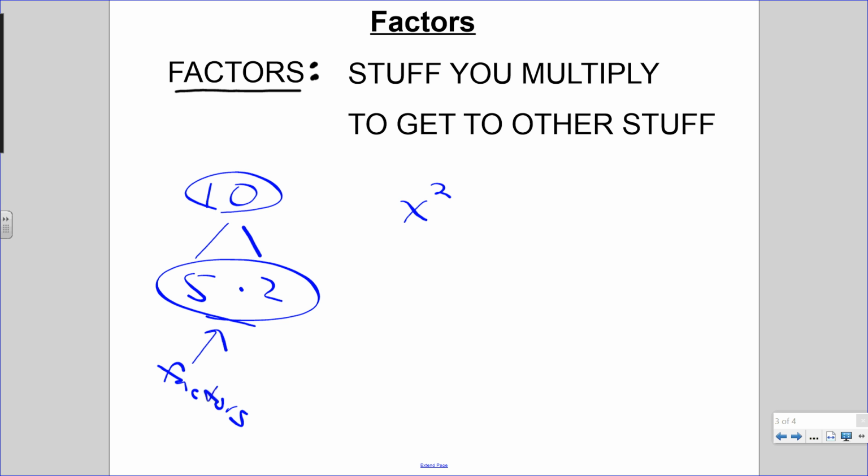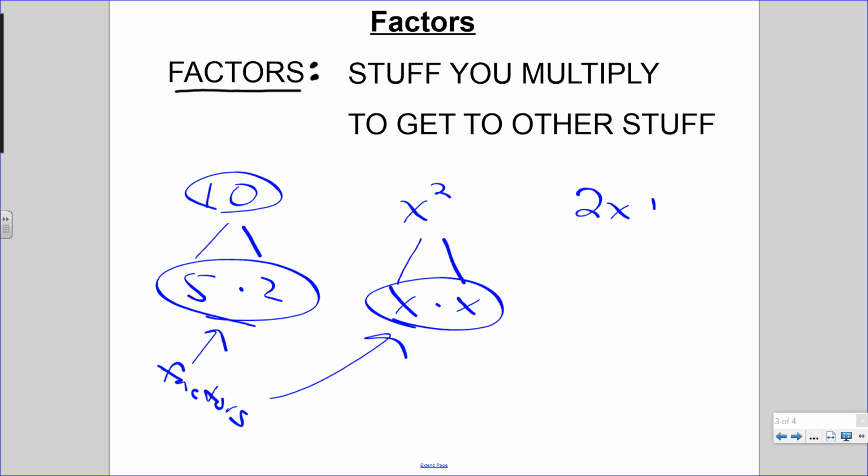What do I have to multiply to get to x squared? Okay, look at this. This is the stuff I multiply to get to that stuff. So those are the factors there. So notice what we did. We went from a number to a term to the second power. Okay. Watch this now. Let me turn it up a notch.